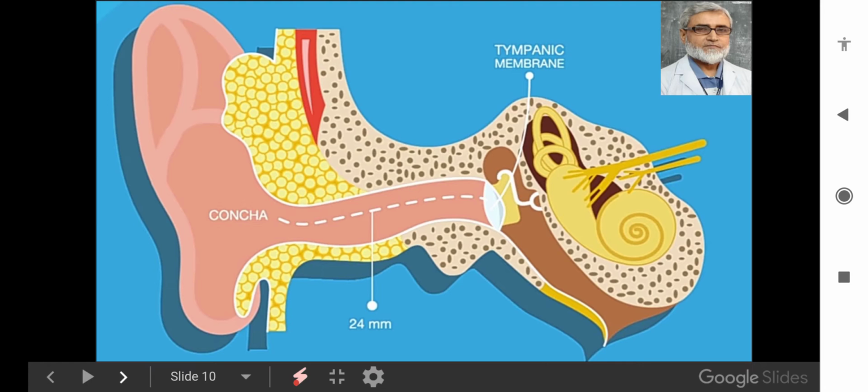So now see this part. External auditory meatus, a canal, approximate length. See here, this is the auricle, this is the lobule, and this white disc is the tympanic membrane. You can see the tortuous line here. It is not straight, it is tortuous. The approximate length of the external auditory meatus is 24 mm.